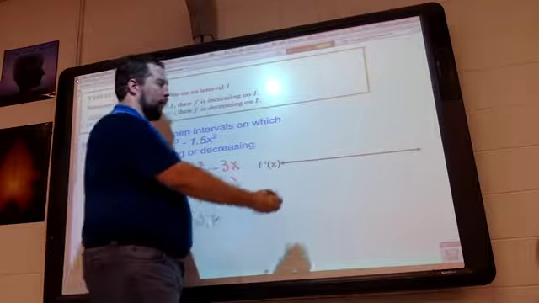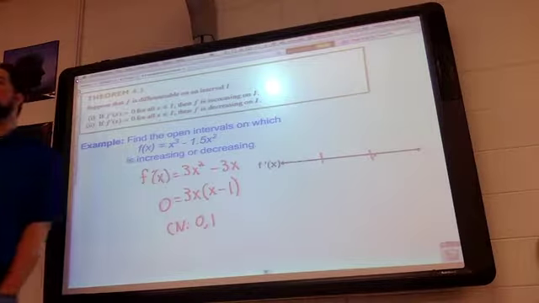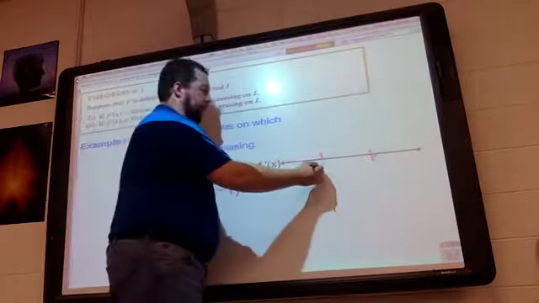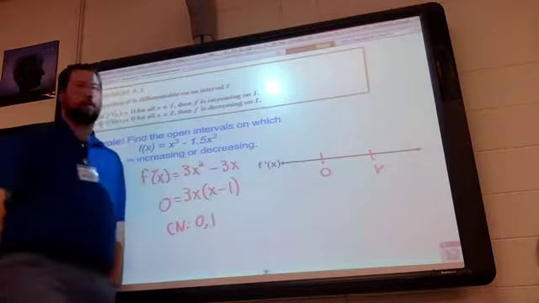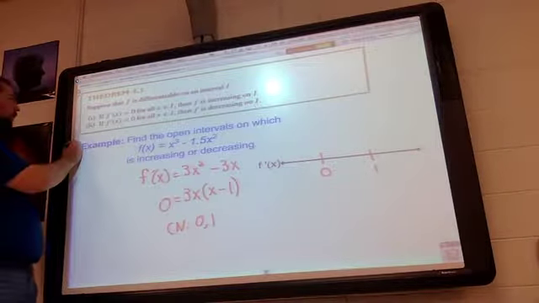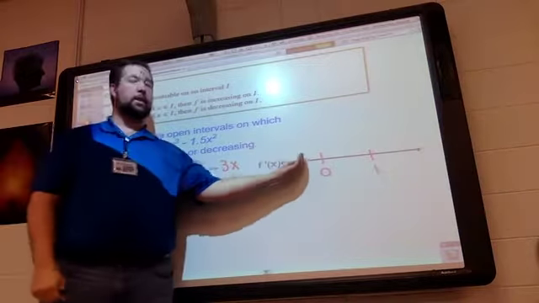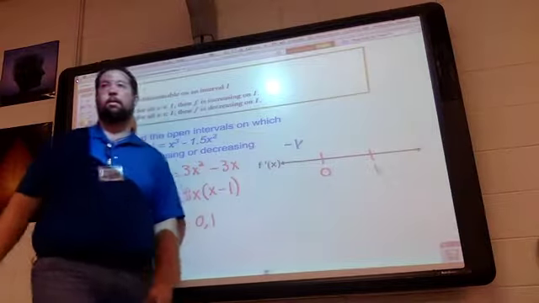So on my number line over here, I went ahead and drew one out for us. This is our first derivative number line. I'm going to put a 0 for my first critical number and a 1 for my second critical number. And I'm going to choose some test values. I'm going to pick something that's in the interval that's less than 0, for example, -1.